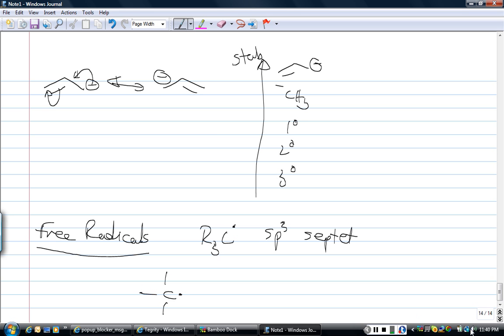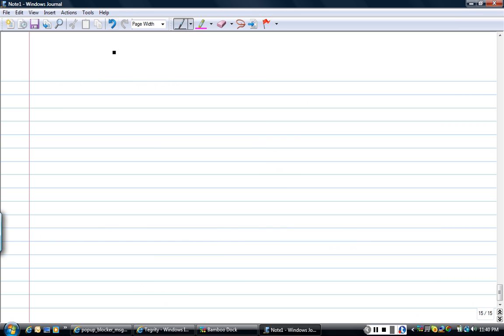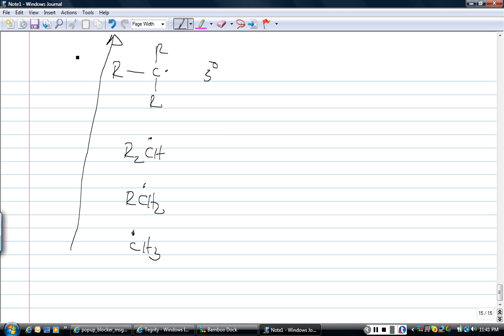So the categories of my free radicals then go much the same way. I can have a tertiary free radical, which I'm just going to write as R3C dot. This is tertiary. I can have secondary. I can have primary, and I can have methyl. The question is, what are their relative stabilities? As it turns out, their stability mirrors that of the carbocations, and it's not surprising why.